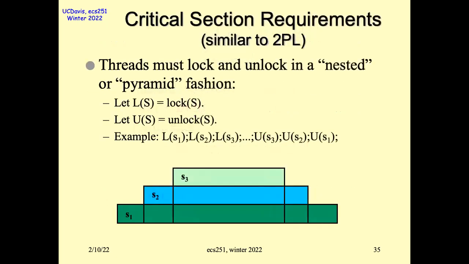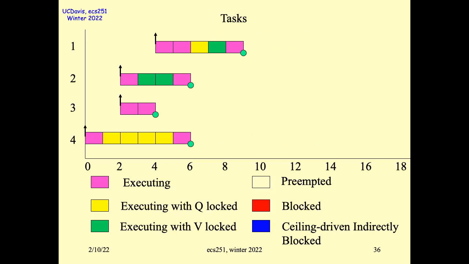Before I show you the example, we're assuming we're using two-phase locking, meaning that all the locks are in one phase, all the unlocks in another phase. In other words, if you lock semaphores S1, S2, S3, you must release S3, S2, S1 in that order. Two-phase locking is desirable to make sure we have serializability. All right, so now I'm going to give you an example.